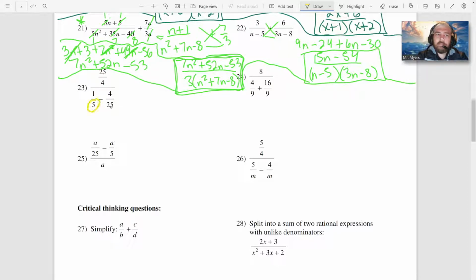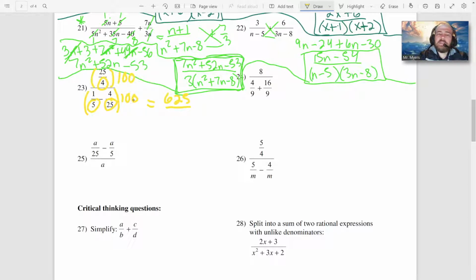So there's 1, 2, 3 denominators. 25 is already a multiple of 5, I should say. So if you just take 25 times 4, that's 100. If I multiply everything by 100 on the top and on the bottom of the big fraction, that'll get rid of all the little fractions, and then I'll just have one fraction. All right, so watch. This is how that works. 100 divided by 4 is 25. 25 times 25 is 625.